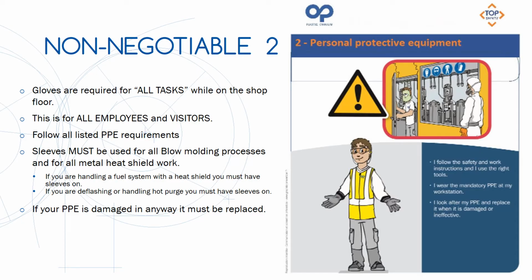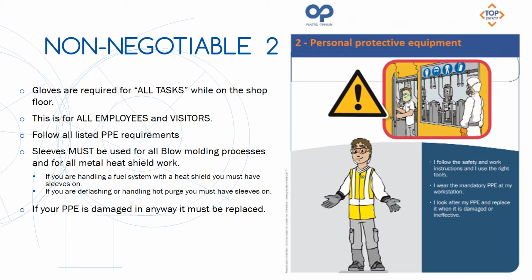Non-negotiable 2. Gloves are required for all tasks while on the shop floor. This is for all employees and visitors. Follow all listed PPE requirements. Sleeves must be used for all blow molding processes and for all metal heat shield work.